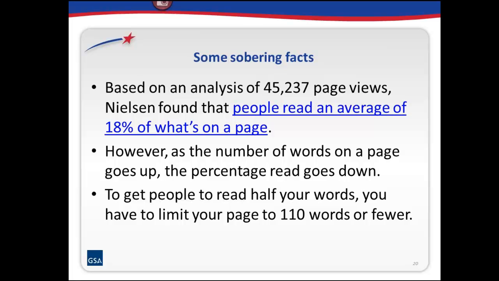But to get people to read half your words, you really have to limit your pages. I mean, if people are seeing, oh, this page is going on forever, it's scrolling, it's scrolling, it's scrolling, they're going to get lost, they're going to lose interest. So you have to make sure people know what's going to be on the page. They have to see the limits of the page, and what they can do with that information.